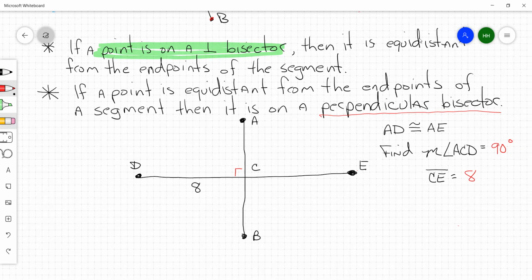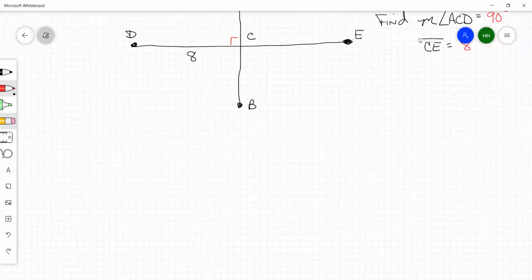Does that make any sense to you guys? All right, let's get this in your notes.